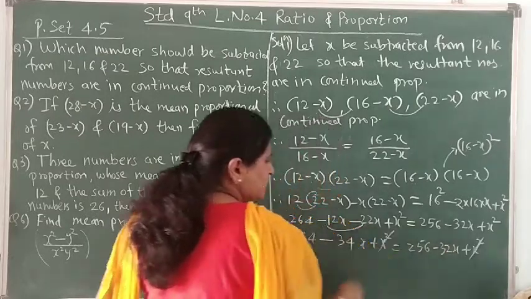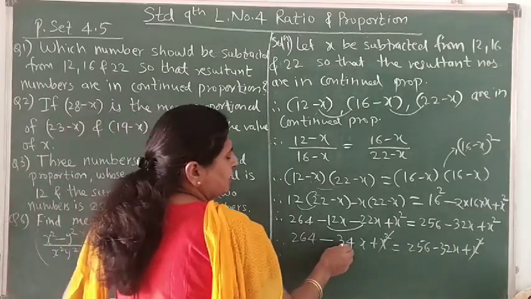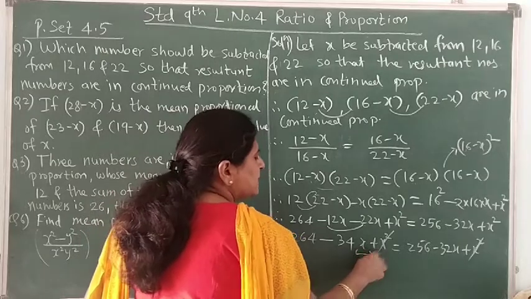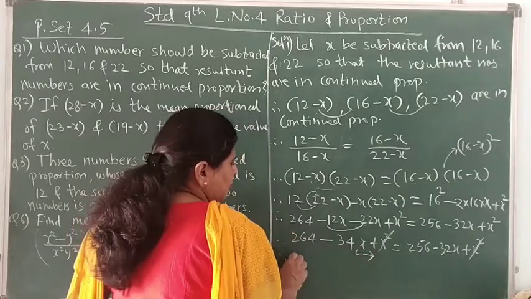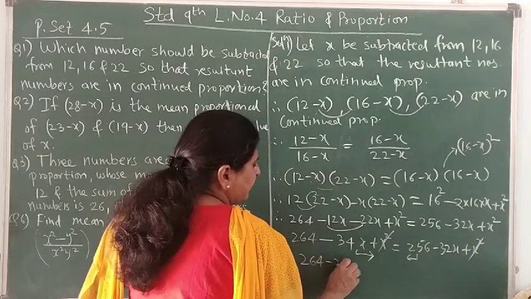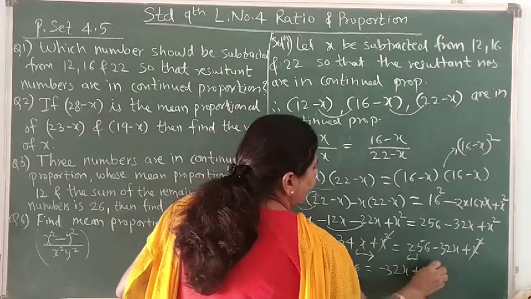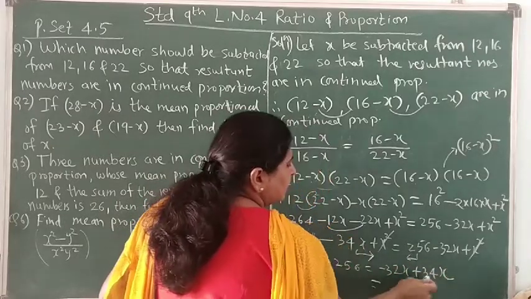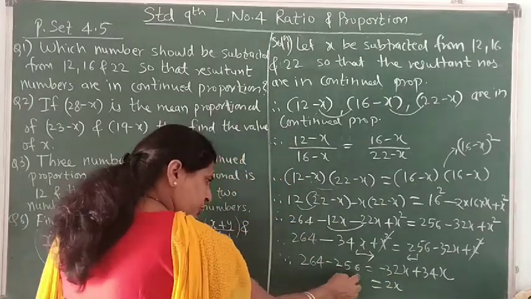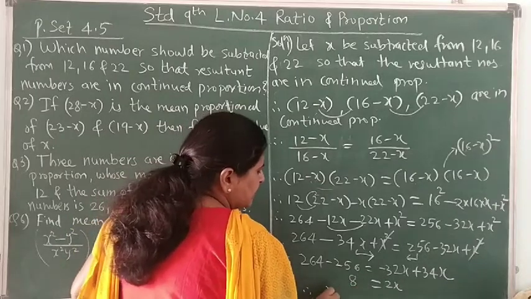Now you can subtract x square terms from both sides so that will get cancelled. Now here minus 34x and minus 32x. This is smaller, so to make it positive, you can take it on that side. So you can take 264 here minus 256, that equals minus 32x plus 34x. Here this subtraction will give you 2x and this subtraction will give 8. Now if 2x is equal to 8, then we get x is equal to 4.